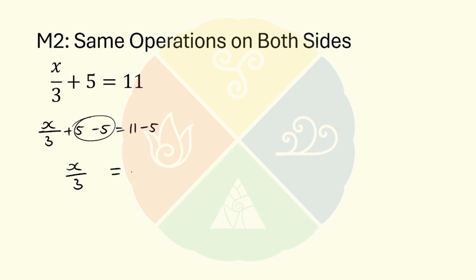11 minus 5, what's 6? x by 3 into 3, 6 into 3. You will get x is equal to 18. Good.